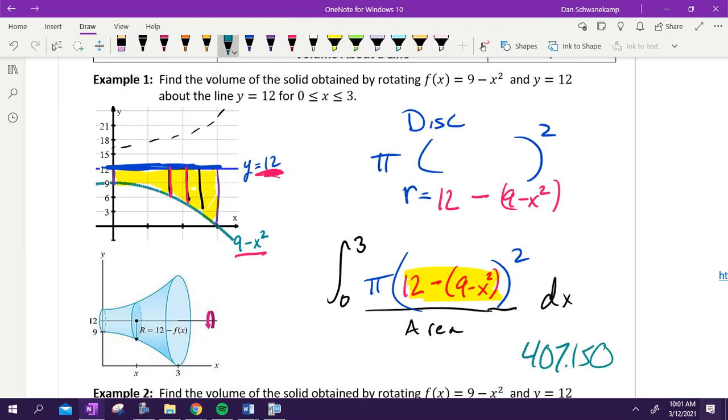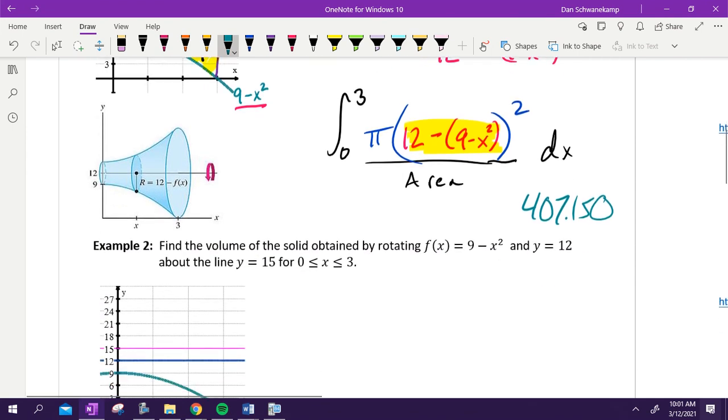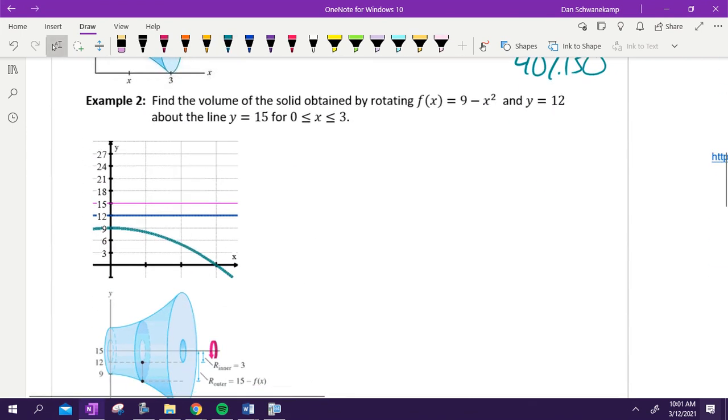Questions on the first one? Second one, same idea. We're finding the volume of the solid by rotating the region between 9 minus x squared, same thing, and the line y equals 12, cool, that's the same line right here, about the line y equals 15. That's this line. That's new. Y equals 15. I'm still on the interval from 0 to 3. And so my shaded region is still this guy from 0 to 3.